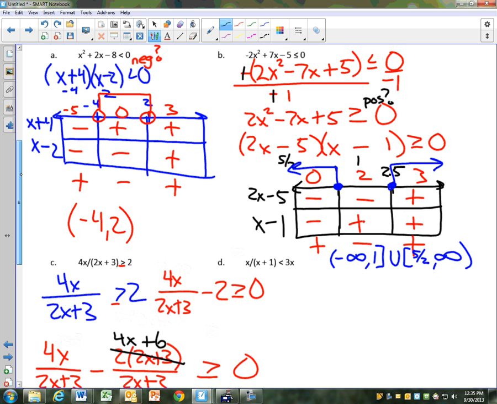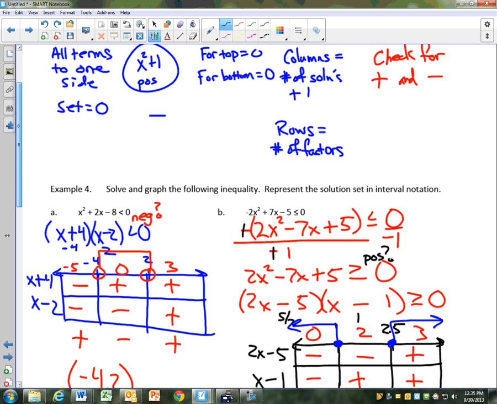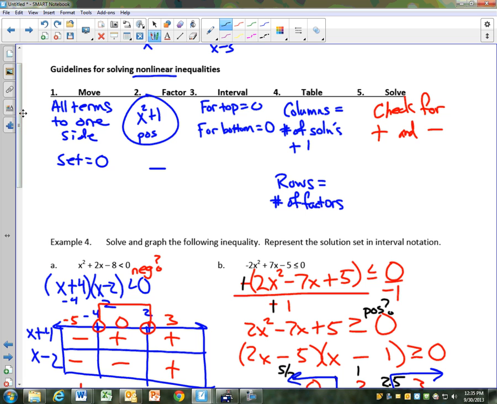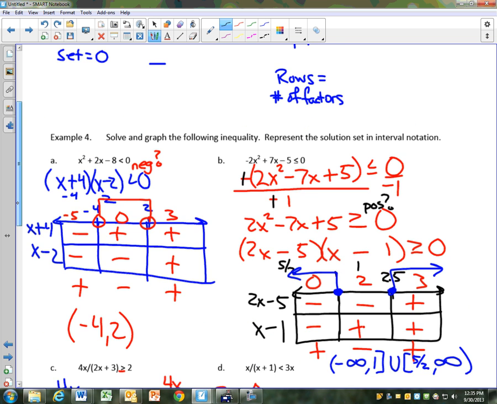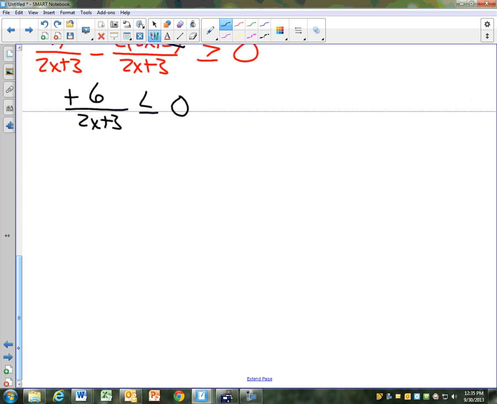I go right back to the original problem that says I need to set up the interval for the top equal to 0 and the bottom equal to 0. Because if you notice, this doesn't factor at all. Can you factor 6? I guess you could write 2 times 3, but that doesn't help you at all. Can you factor 2x plus 3? No. So what we need to do is look at these pieces.